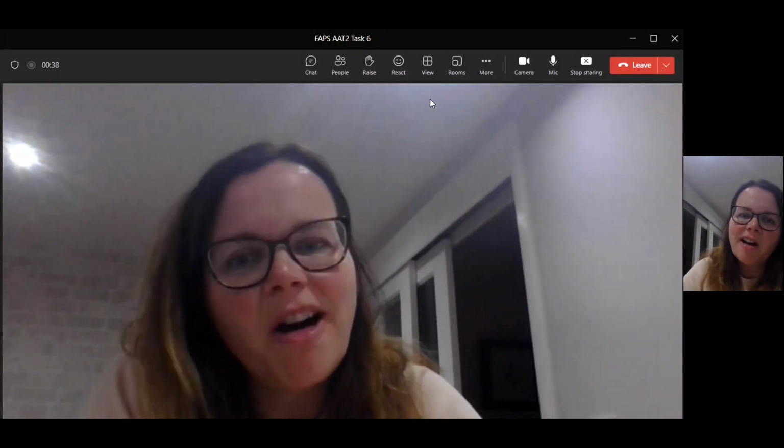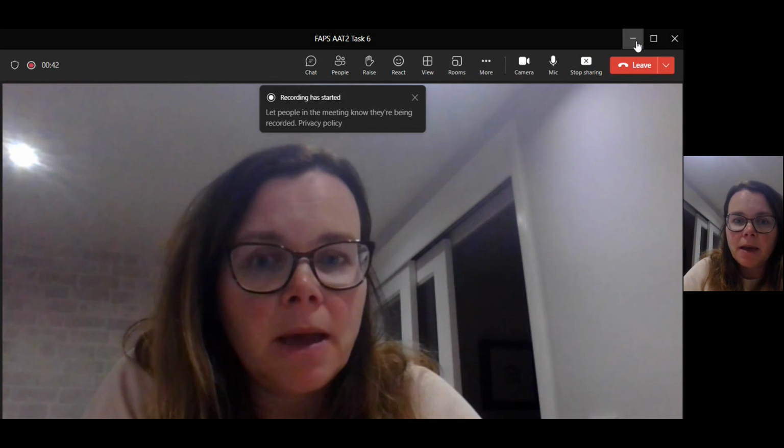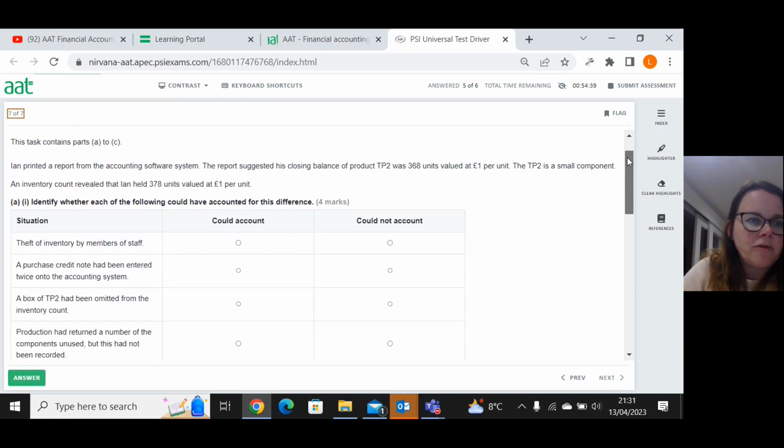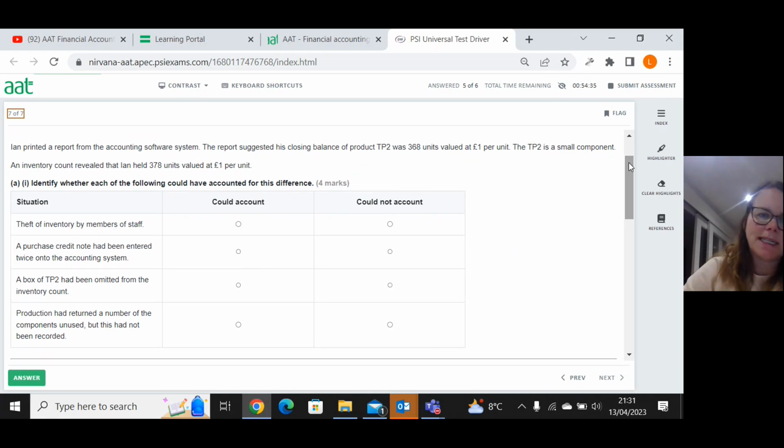Okay, final task on the second AAT sample assessment. So, a 12 marker on incomplete records. Right, so Ian printed a report from the accounting software system.